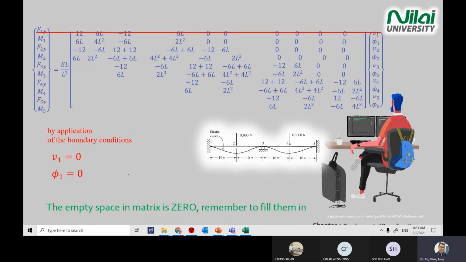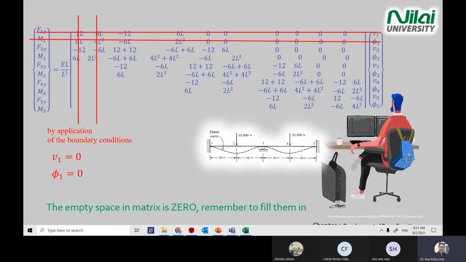For example, if point 1 cannot move, then V1 is 0, rotation is 0. So you close with, for example, on these slides, I close with the red color line. You close like that because this is a very big matrix and we have 10 equations to solve. So if we want to reduce the equation, one of the strategies in mathematics is that we look for the boundary condition.